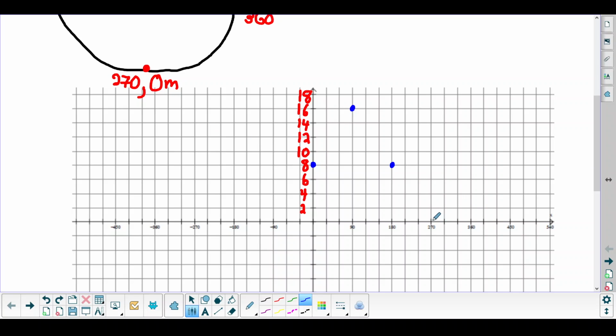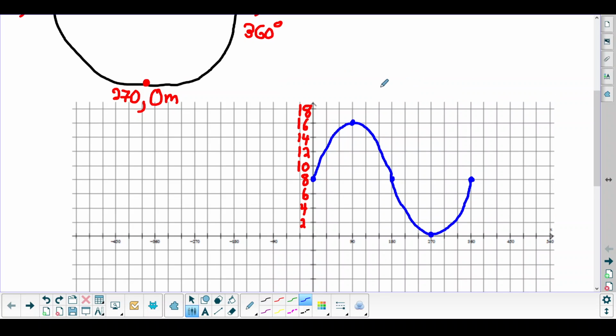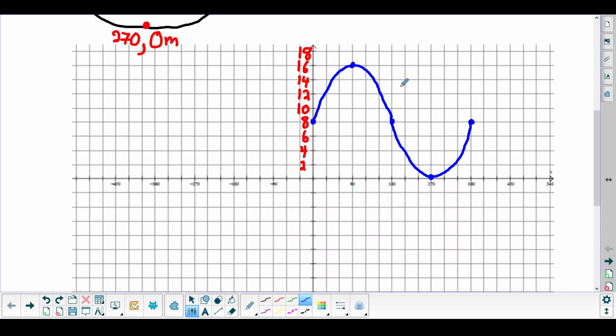At 270, we'd be at 0, so we'd be at the ground. And after 360, we would be back at 8 meters height. Okay, so what we get here is a wave, the shape we're familiar with here. That kind of looks like a sine wave maybe, or a cosine wave, depending on where we're starting. This one particularly looks like a sine wave.